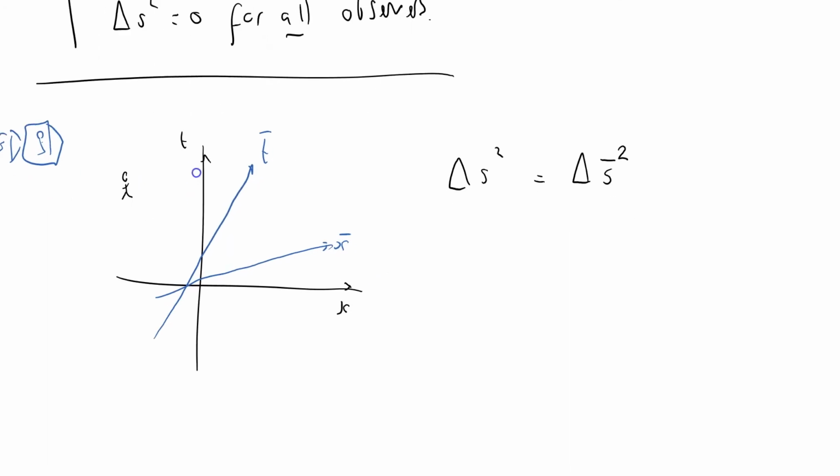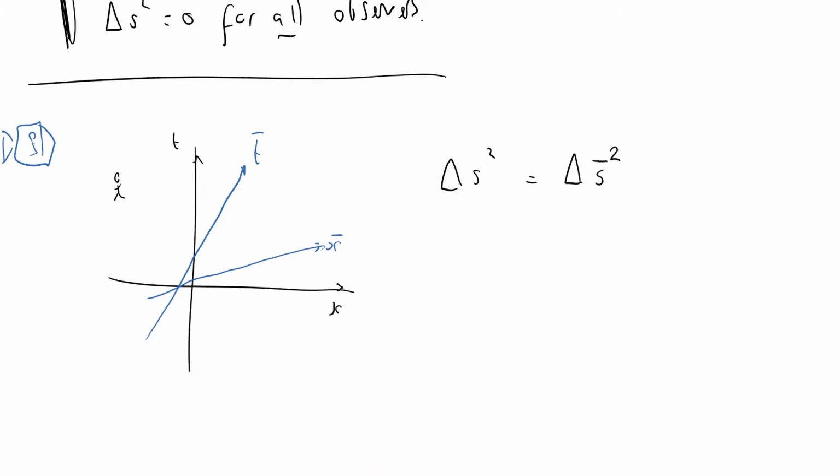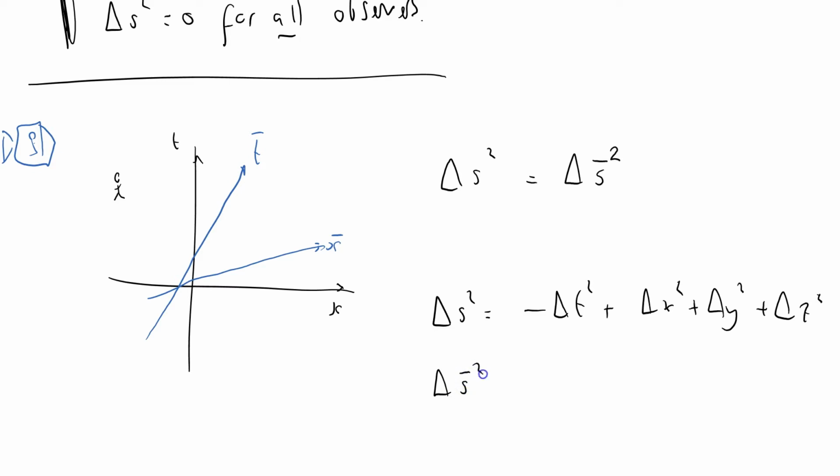Okay, so how do I do that? Well, we've got this information here that if delta S squared equals 0, then they agree. So that's a good start. But now I want to look at non-zero values. So we've got delta S squared equals minus delta t squared plus delta x squared plus delta y squared plus delta z squared, and we've got delta S bar squared equals minus delta t bar squared plus delta x bar squared plus delta y bar squared plus delta z bar squared.